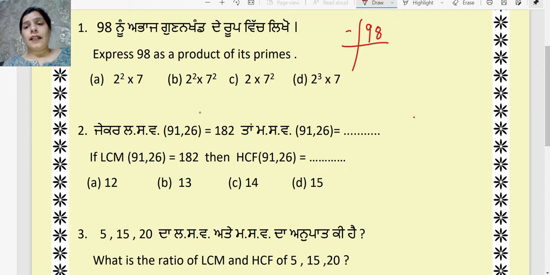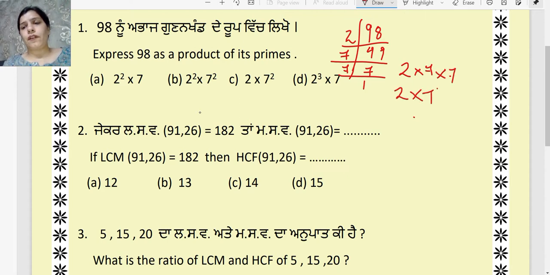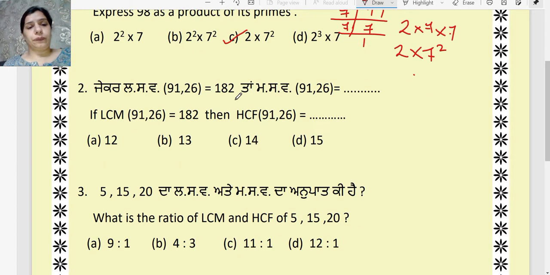You will divide 98 by 2. That gives you 49. Then this 49 is divisible by 7. 7 sevens are 49. So the prime factorization is 2 multiplied by 7 multiplied by 7, that is 2 multiplied by 7 raised to the power 2. So my correct answer is option C, 2 multiplied by 7 raised to the power 2.